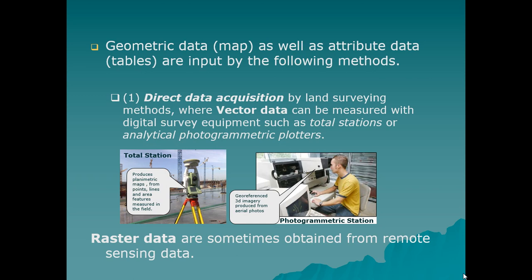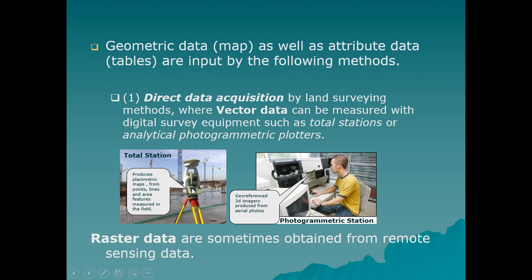Firstly, we can do that directly. We can directly acquire data using land surveying methods or engineering surveying. For example, when the guys go out into the field to conduct their measurements of a landscape, they can use instruments such as a total station. This is what it would look like. Here you have the tripods, you'll be familiar with that.